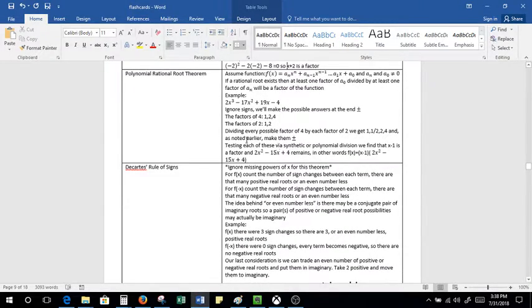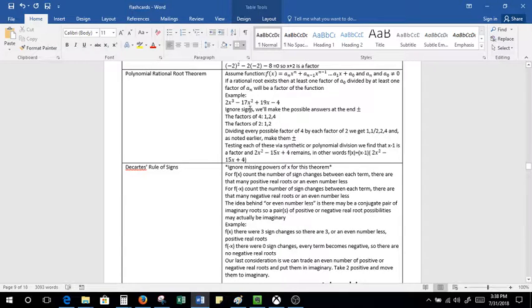Polynomial rational root theorem. Again, we're going to use this definition of a polynomial that we talked about earlier. The leading term cannot be 0, and the ending term cannot be 0. If a rational root exists, so if it does, it's not necessary that it does, then at least one factor of a0 divided by at least one factor of an will be a factor of the function. That terminology is weird, so we're going to go through an example of this.